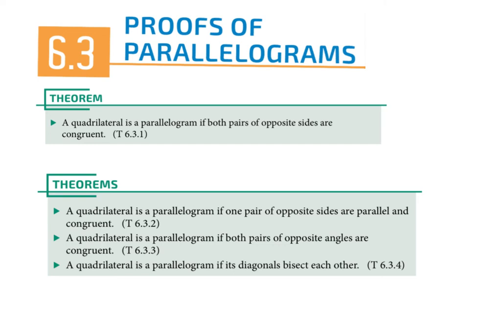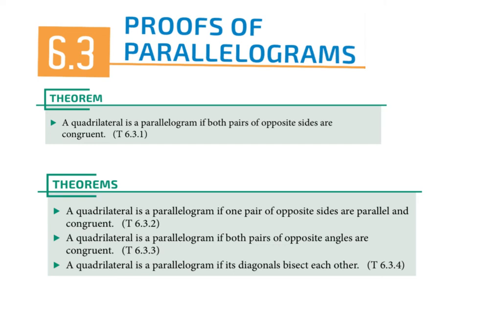It's just the converse. A quadrilateral is a parallelogram if one pair of opposite sides are congruent and also parallel. So if you can prove they're parallel and congruent, you only have to do it with one set. If you can only prove congruence, you have to do it with both sets. But if you can prove that it's parallel and congruent, then just one set will prove it, the other will follow. A quadrilateral is a parallelogram if both pairs of opposite angles are congruent.